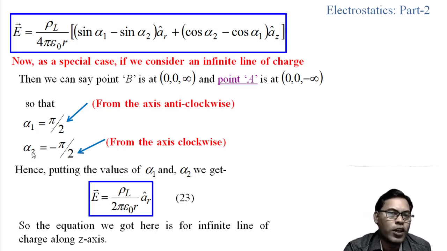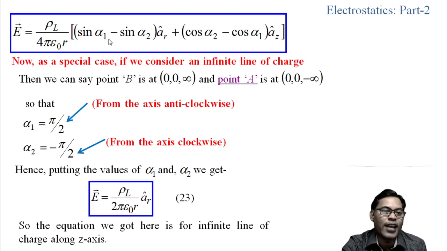Now if we put alpha 1 equal to 90 degrees and alpha 2 equal to minus 90 degrees, sin 90, you know the value, is 1. Here sin alpha 2, that is sin of minus 90, gives us minus 1. So here we get minus 1 plus 1, so 2 into AR, and here cos will be 0. So the 2 and 4 cancel out. So what we are getting is E equals rho L by 2 pi epsilon naught R into AR.